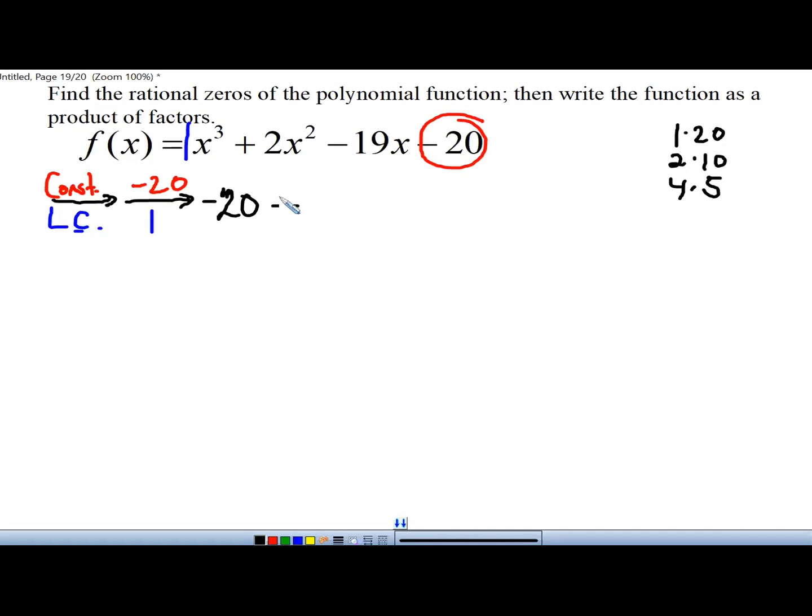So I'm going to write all of them in order. Here we go. I'm going to write 1, 2, 4, 5, 10, 20. And all of these, plus or minus, could be a zero of the original polynomial function. Copy that.